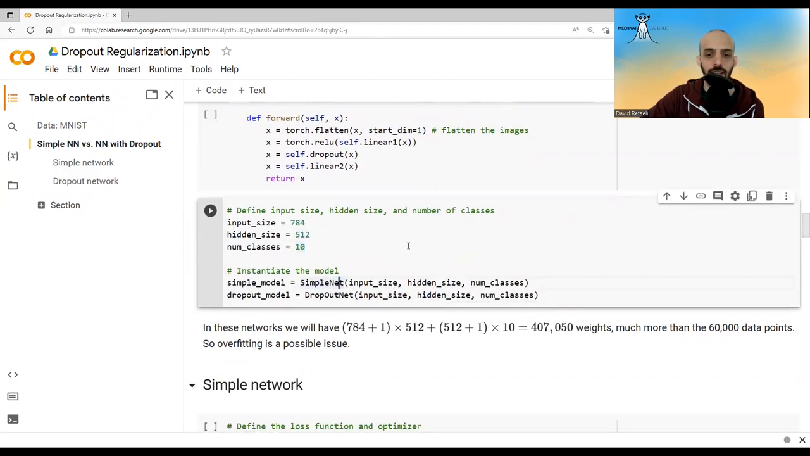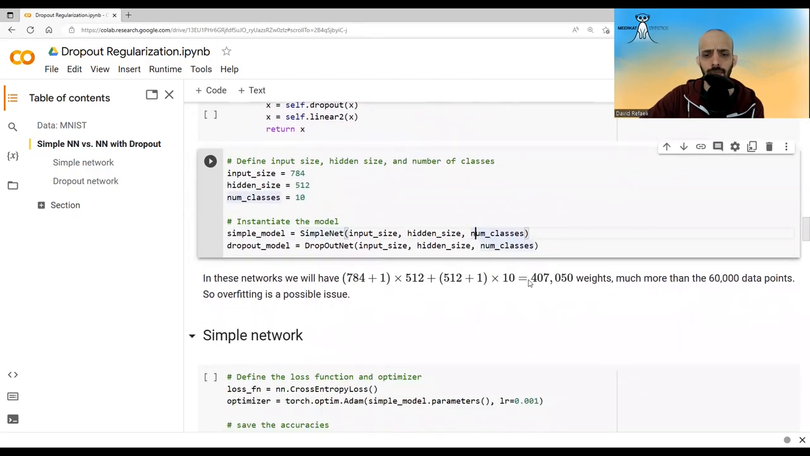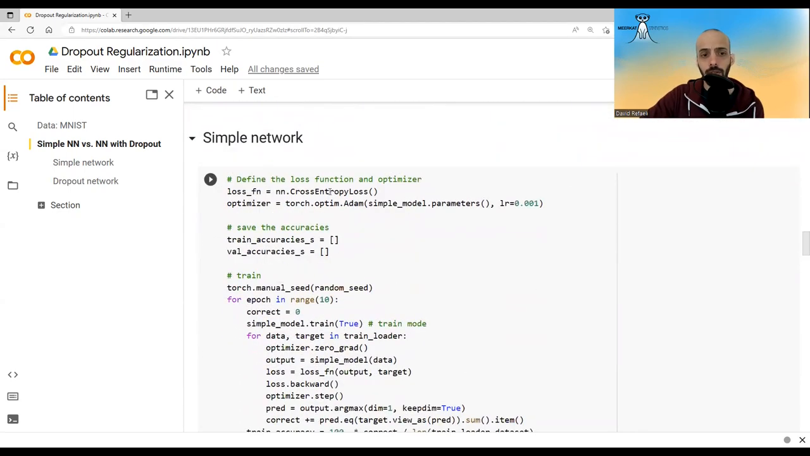I'm instantiating two networks. Note that each of these networks has about 400,000 weights, so it's much more than the 60,000 data points. It doesn't have to be that it's overfitting, but overfitting is a possibility here. Maybe with even more expressive networks, the dangers of overfitting are more acute, but here there is some danger of overfitting. And we will train both networks.